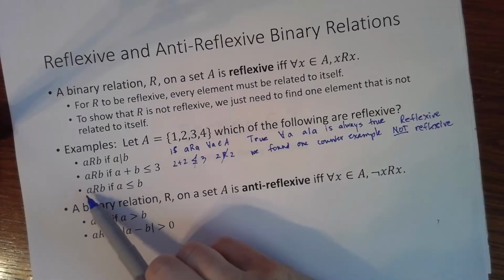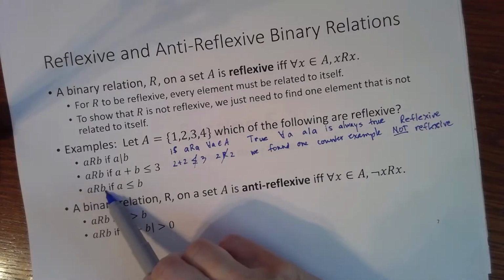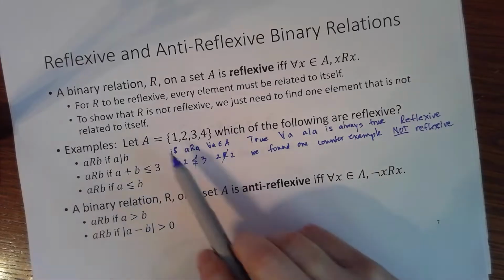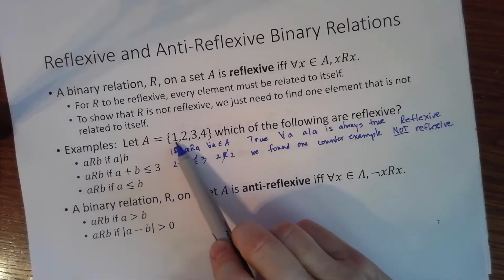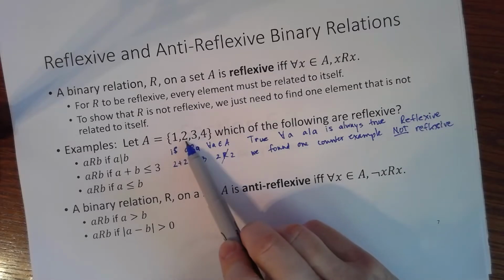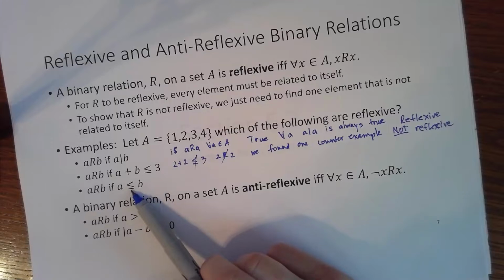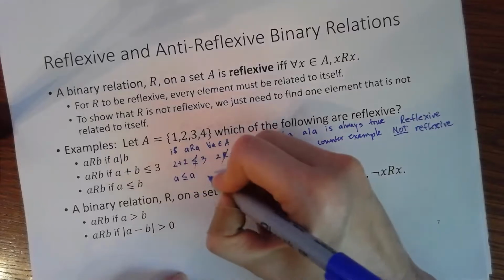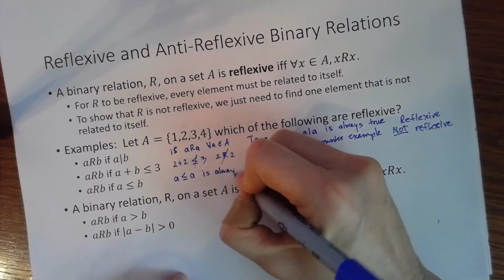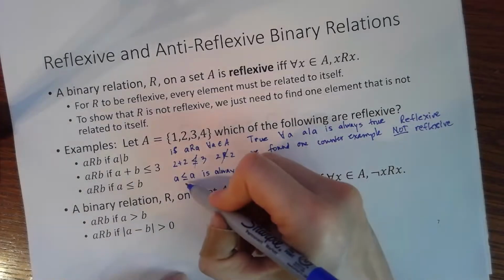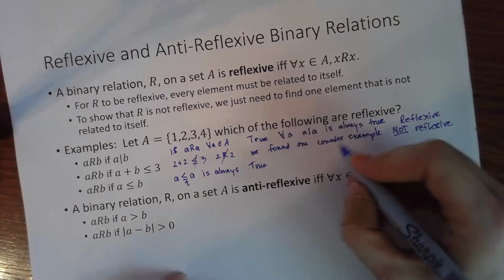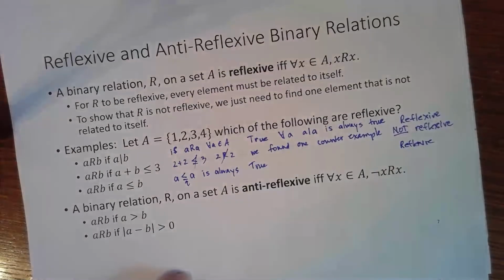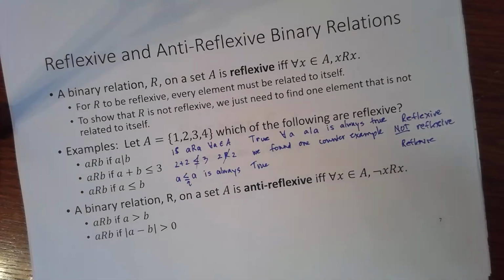Okay, and then let's look at the next one. A is related to B if A is less than or equal to B. Okay, so we'd have to go through every element and see if it was related to itself. Is 1 less than or equal to 1? Yes. Is 2 less than or equal to 2? Yes. Because of that equals there, it's always going to be true, right? So A is less than or equal to A is always true. We can't find a counterexample, because of that equal in there. So this one is reflexive.